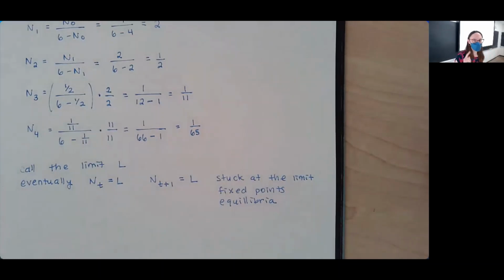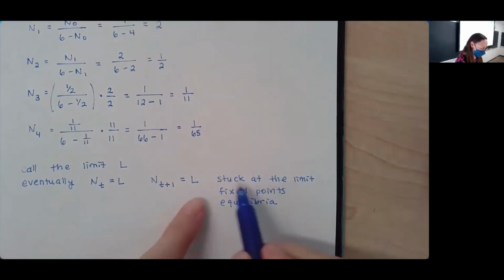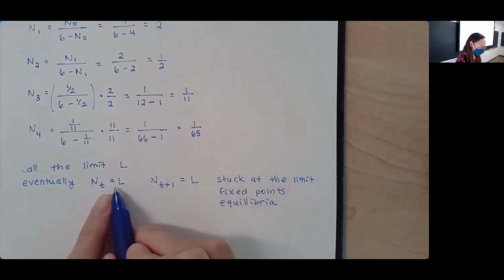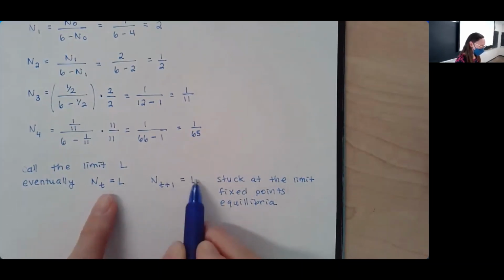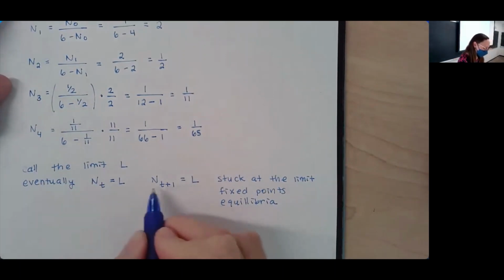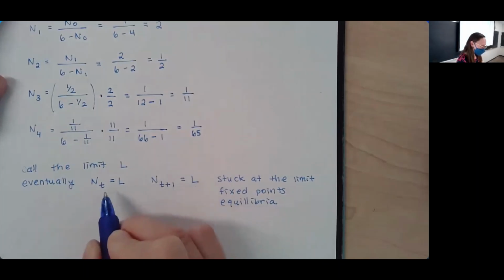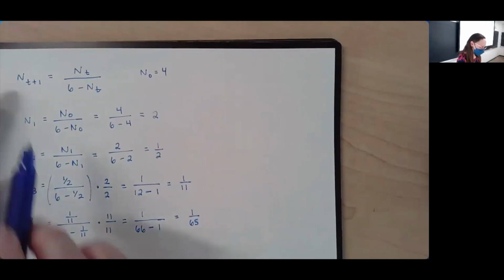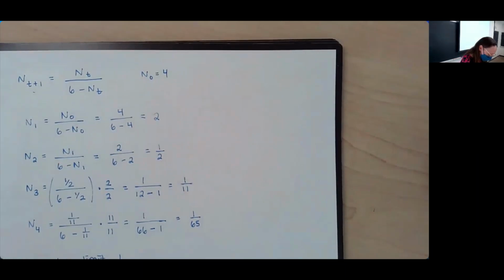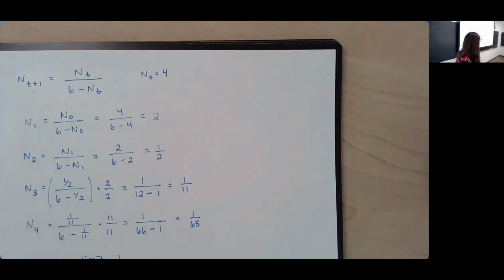So the good news is we just did this algebra. If I'm stuck at this limit and I get to this fixed point, then n sub t has to equal that limit, and in the next time step, I would also be at that limit. So I'm going to take the equation, but I'm going to replace both n sub t plus 1 and n sub t with L. So instead of having n sub t plus 1 equals n sub t over 6 minus n sub t, I'm going to have L is equal to L over 6 minus L.